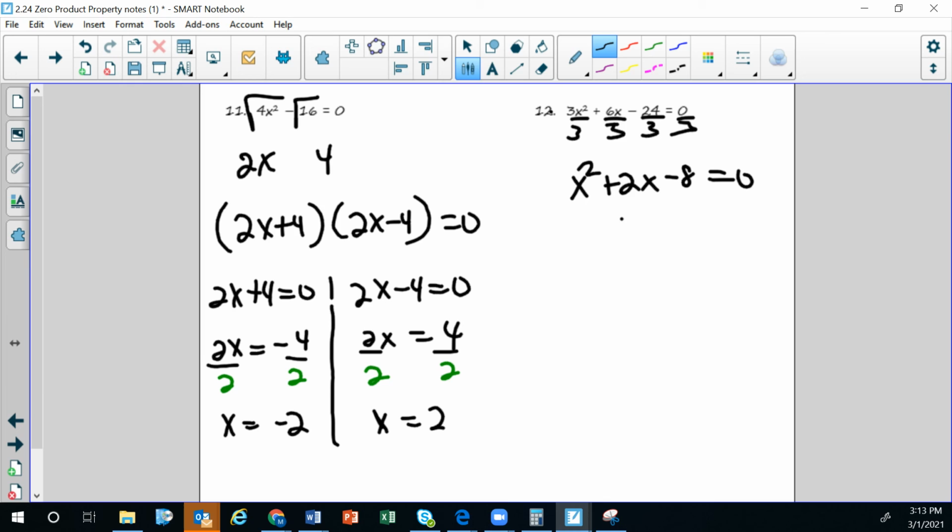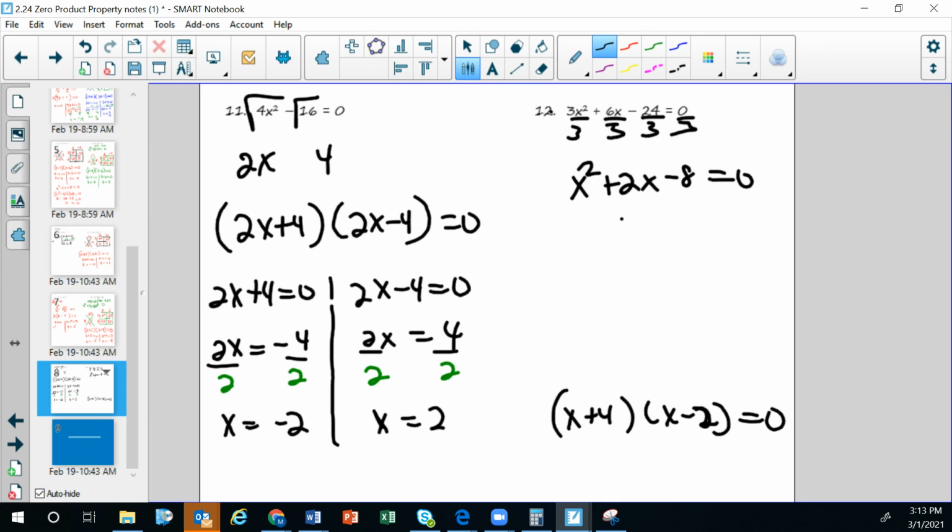And you should get for the answer the factors x plus 4 and x minus 2 equal to 0. That's what you should end up with. And then set each factor to 0 and solve for x. I'm going to let you do that one on your own. All right, guys, I think that's the last problem we have. All right.